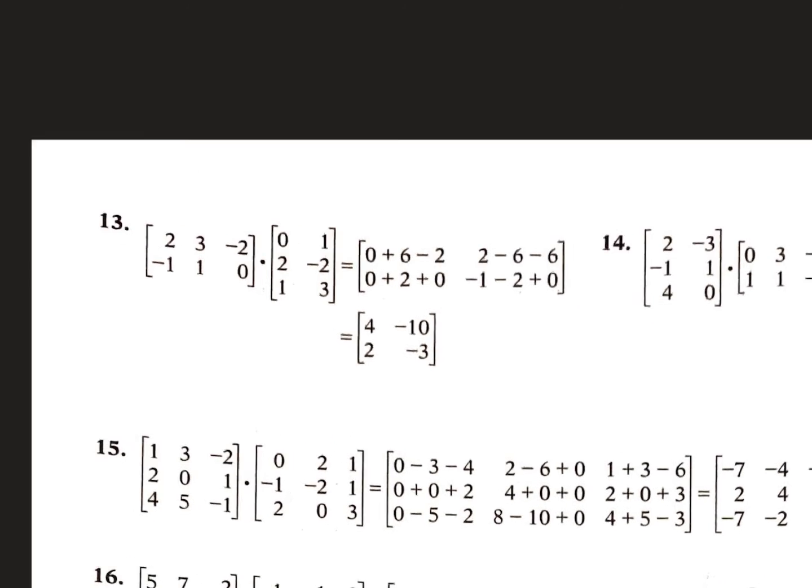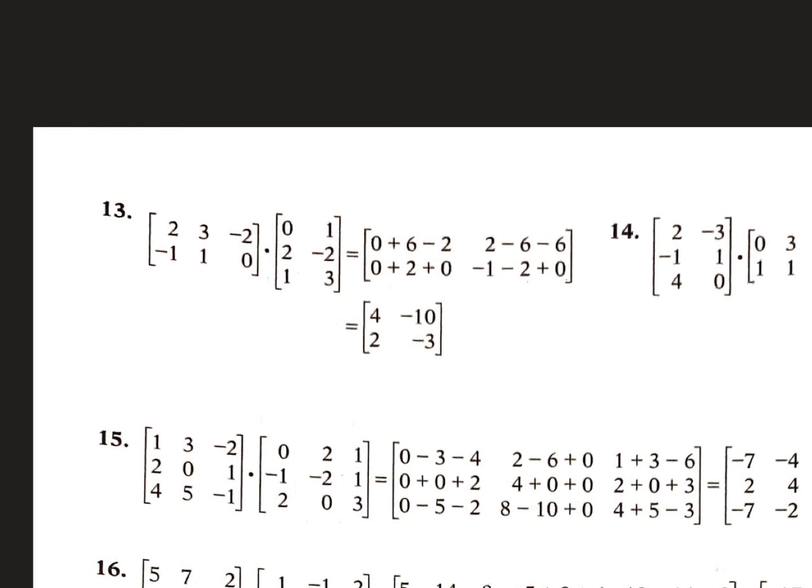All right. So 13. Ooh, I don't know why the book, probably where I took a picture of this on a kind of slant. Sorry about that. So again, we're going over and down. So 2 times 0 is 0. 3 times 2 is 6. -2 times 1 is -2. Then 2 times 1 is 2. 3 times -2 is -6. -2 times 3, also -6.